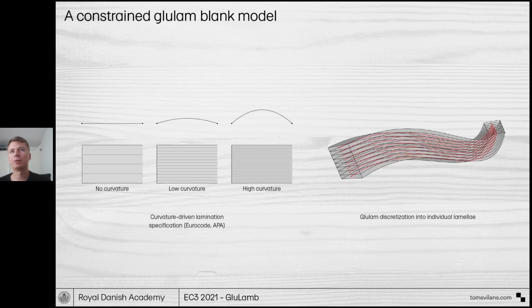The specification for lamination dimensions is driven by the relationship between curvature and lamination thickness. This can be defined according to a standard such as Eurocode or APA, or controlled freely. The centerline curves and bounding geometry of individual lamellas can be subsequently extracted for more detailed modeling or analysis at a per lamella level.